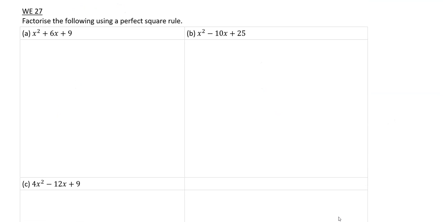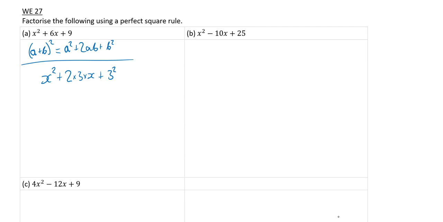Here we go. So, factorize the following using the perfect square rule. You don't have to use the perfect square rule. You can factorize it as you would normally factorize it. That being said, I am going to show it up there as using perfect square rule. Now, perfect square rule is such that a plus b squared is equal to a squared plus 2ab plus b squared. So I want to show x squared plus 6x plus 9 in this form. That's going to look like x squared plus 2 times 3 times x plus 3 squared, which, according to my rule, means that it is x plus 3 squared.